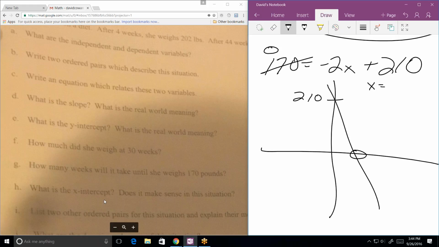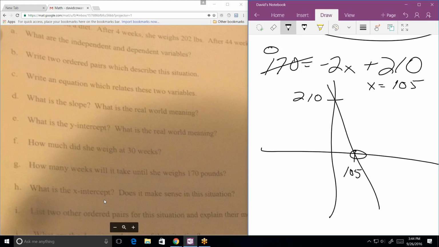I'm going to set y equal to 0. All right. 105, right? I think so, yeah. So if indeed she continued to lose weight at 2 pounds per week, well, at the end of 105 weeks, she would be down to nothing.